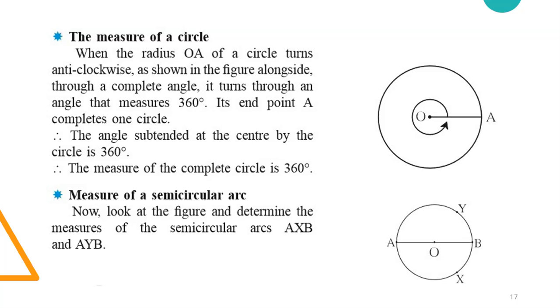Measure of semicircular arc. Now look at the figure and determine the measures of semicircular arcs AXB and AYB. Now if the complete circle is 360 degrees, then a semicircle is half of it. So half of 360 is, yes, you're right, 180. Therefore, arc AYB is 180 degrees and arc AXB is also 180 degrees.